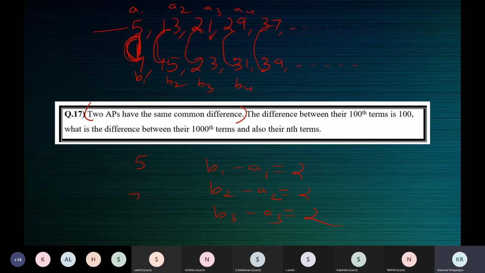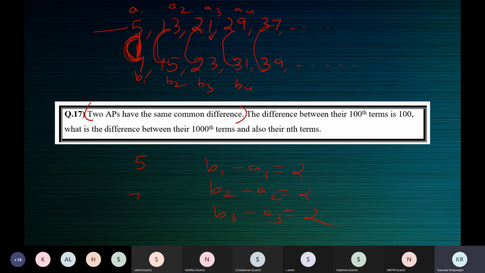So now tell me, children, if the difference between their 100th terms is 100, what will be the difference between their 1000th terms? Okay, no. Let's come back to the example. In our example, what is the difference between their first terms? 2. Second terms? 2. Third terms? 2. So 100 is the difference between the 1000th terms.